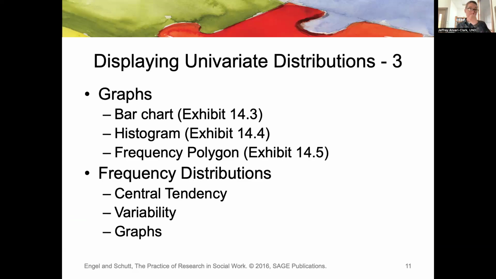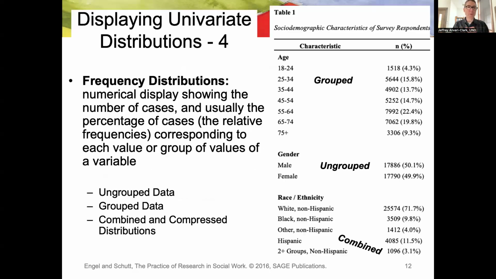There are different ways in which you can display these. As I mentioned earlier, you can use visual graphs, and they can pack a lot of information in a very easily digestible manner. In your book, you've got exhibits 14.3, 14.4, and 14.5, showing a bar chart, a histogram, and a frequency polygon. These are all different tools that you can use to visually illustrate it. And then you can use frequency distributions, which simply show the numbers: what's the mean, what's the standard deviation. Maybe you've got some graphs there to show it as well.